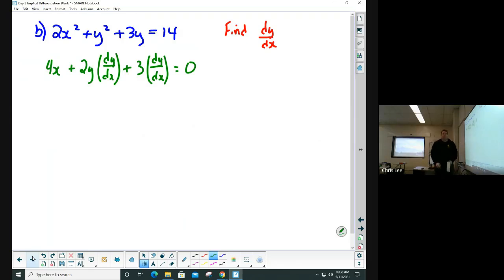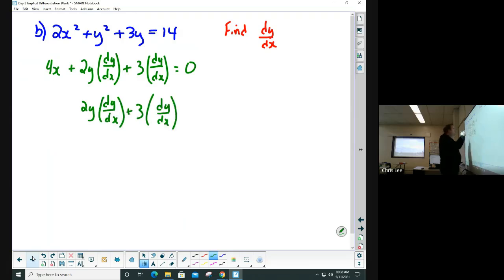Exactly right. Okay, so we just differentiate it like it's a regular polynomial. Wherever there's an x, you differentiate normally. If it's not an x, you have to add that dy by dx. Now the trick in this is isolating for dy by dx because it's in 2 spots. So the first thing I'm going to do is get rid of that 4x and put it on the other side. So dy by dx plus 3 dy by dx, and I'm taking that 4x and bringing it over here and go negative 4x.